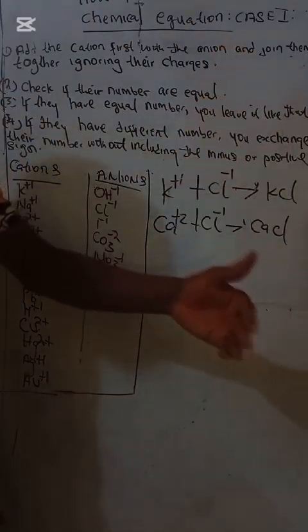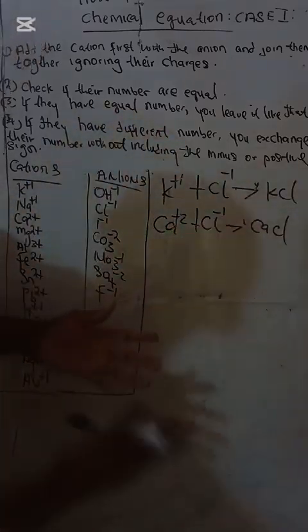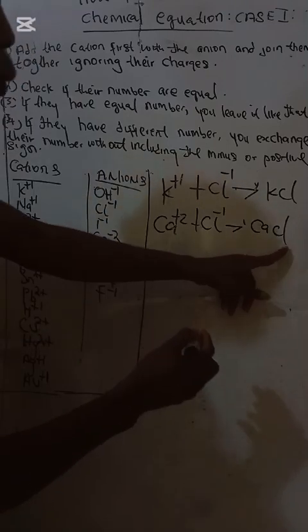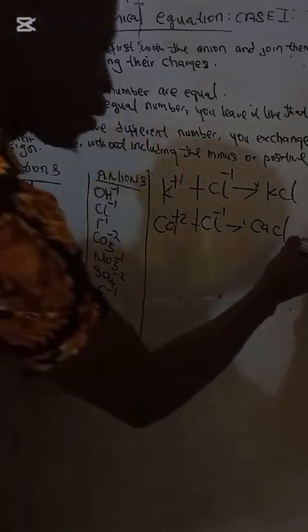Let's assume that you are with your friend and he has 20 naira and you have 10 naira. You guys exchange the money. Do you understand? That is just it. So they will just exchange their numbers here. What will happen to Cl? Cl will receive 2. Remember, I don't include the charges, just the number. So what will I now write?